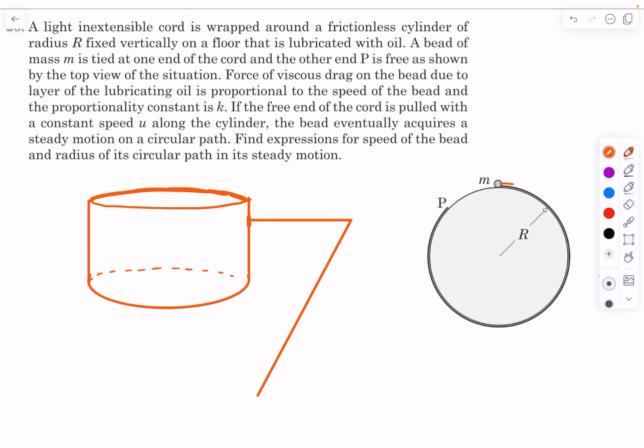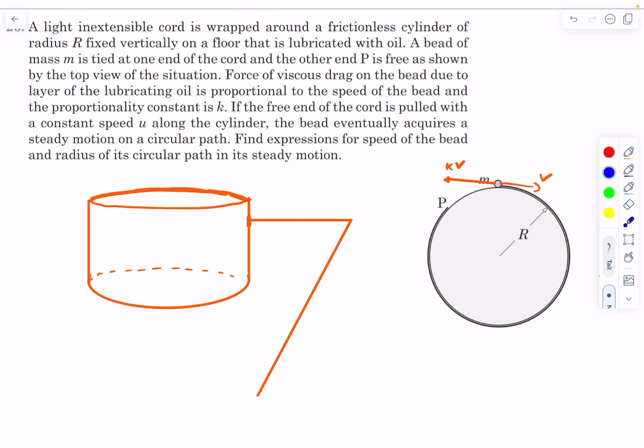Okay, so let's say hypothetically it is moving with velocity v. So on the floor, we'll have to apply the fluid friction as K times v in the opposite direction. Now it's given if the free end of the cord is pulled at a constant speed of u along the cylinder, the bead eventually acquires a steady motion on a circular path.